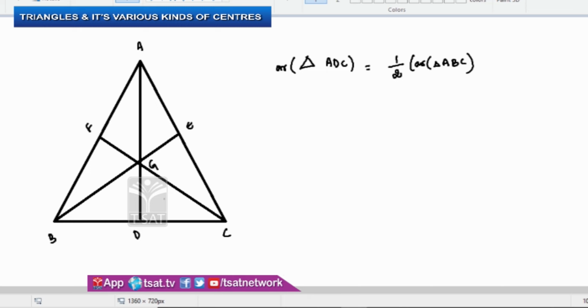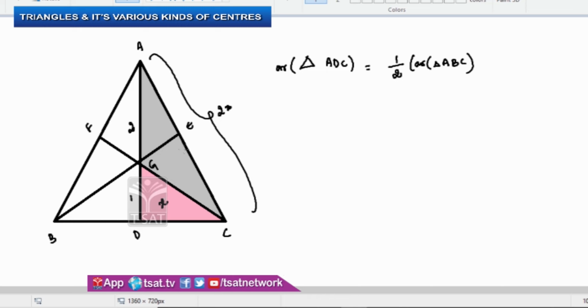And you also look at only the pink part and the hash color part. We know that the centroid divides the median in the ratio 2:1. Therefore, this area is one part, and this entire hash color one is two parts. So I am taking it as 2x. This hash color area, specifically naming it AGC, is 2x.